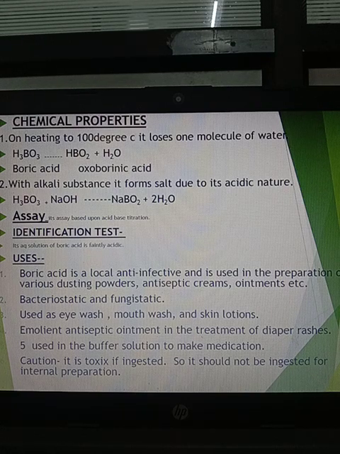Then it is used in antiseptic cream and ointment. It is also used as bacteriostatic, fungistatic, and in mouthwash and like this. And it is also used for antiseptic treatment. It is used to prevent infection also.